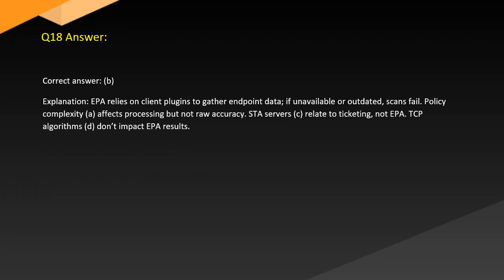Answer. Correct answer: B. Explanation: EPA relies on client plugins to gather endpoint data. If unavailable or outdated, scans fail. Policy complexity (A) affects processing but not raw accuracy. STA servers (C) relate to ticketing, and TCP algorithms (D) don't impact EPA results.